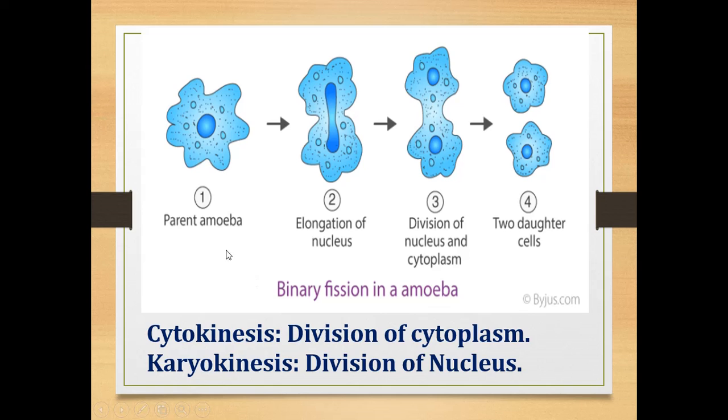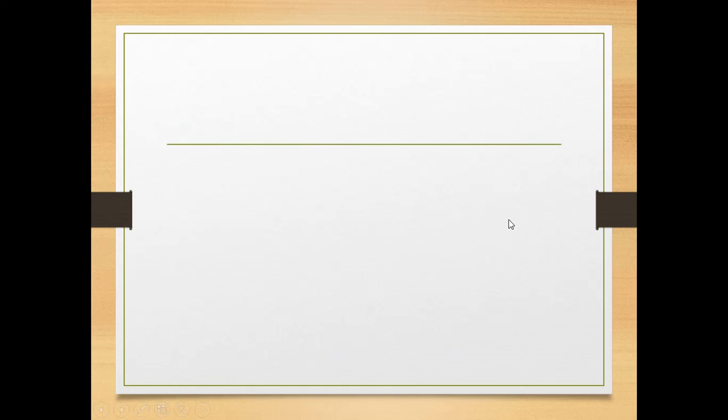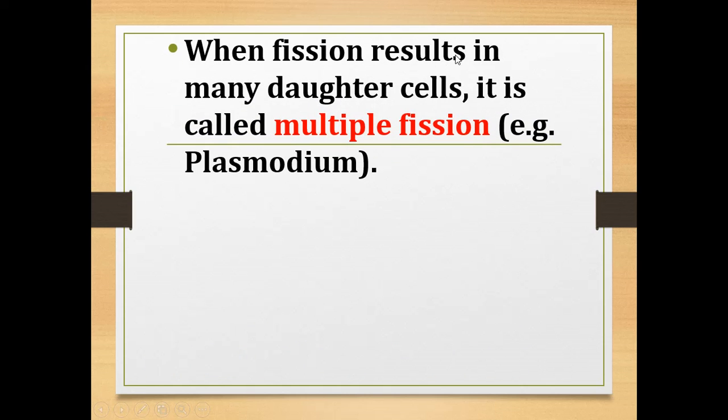So in binary fission, first the nucleus will elongate, and the nucleus and cytoplasm start to divide, which results in the formation of two daughter cells. Now, when fission results in many daughter cells, it is called multiple fission. Multiple means many. If the cell division results in many daughter cells, it is called multiple fission. For example, in organisms such as Plasmodium, the asexual reproduction is multiple fission, where the single cell divides into many daughter cells.